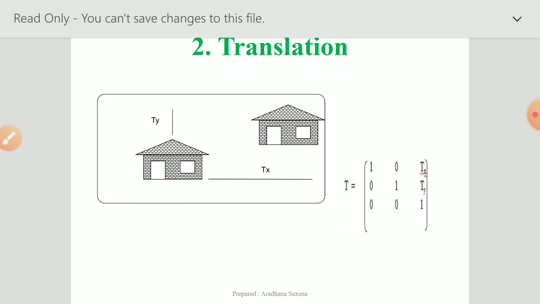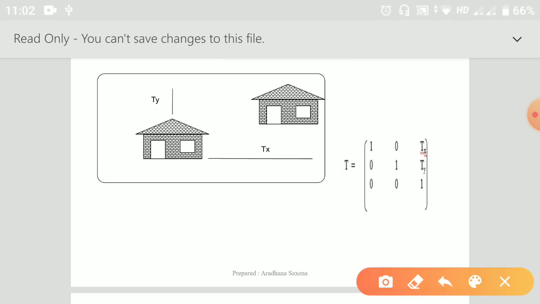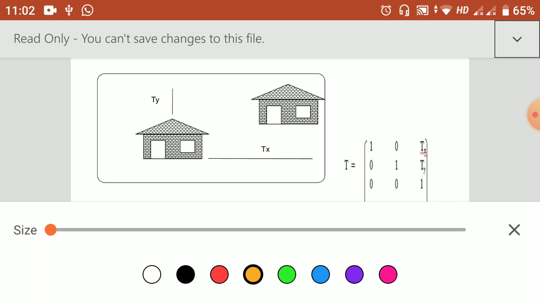It is translation. Translation means we are adding some value to both the x coordinate and the y coordinate. For example, if there is a coordinate of this hut x1 y1, and we are adding value tx to x1 and ty to y1, there will be a new coordinate related to x1 y1. Similarly, the object contains many coordinates, so the same method will be applied to the remaining coordinates. This is the translation matrix.